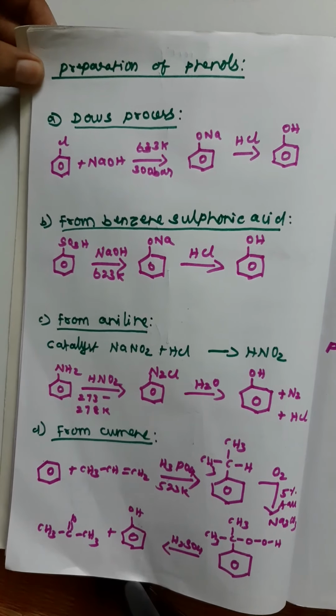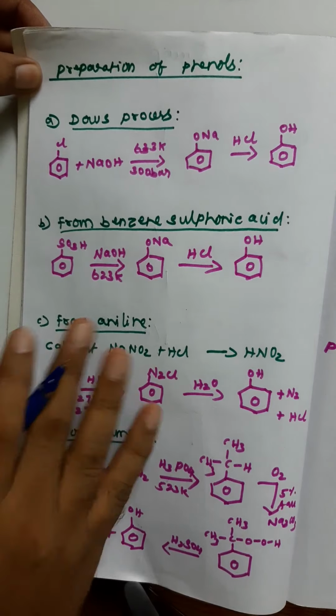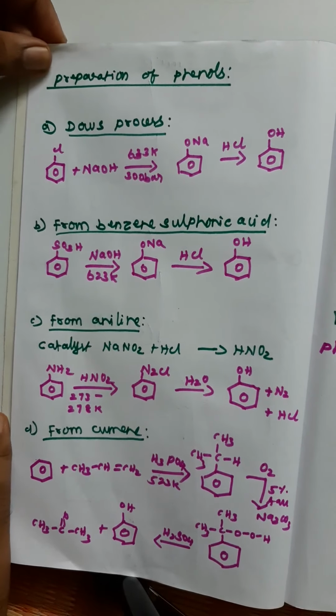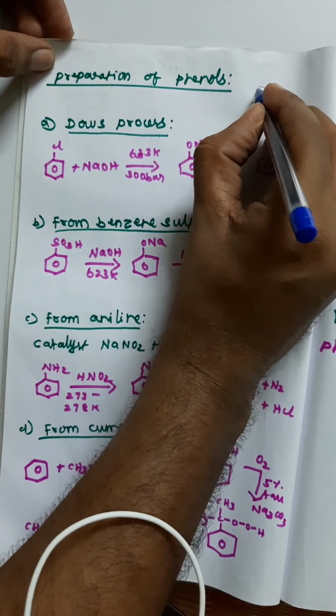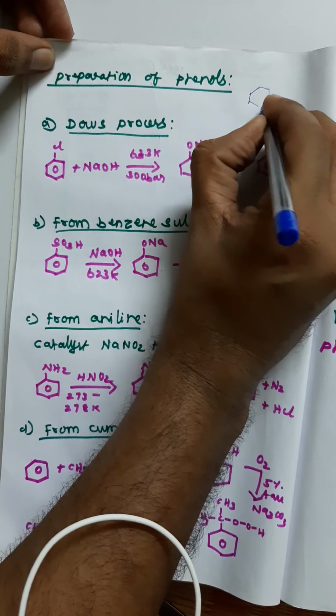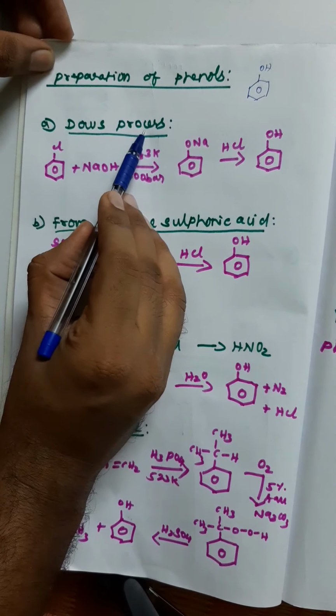Hello students, this is 12th standard chemistry, preparation of phenol. Last video we discussed some of the electrophilic substitution of phenol. This is the preparation of phenol. Phenol is nothing but the benzene ring connected with the OH. The first process is the Dow's process.